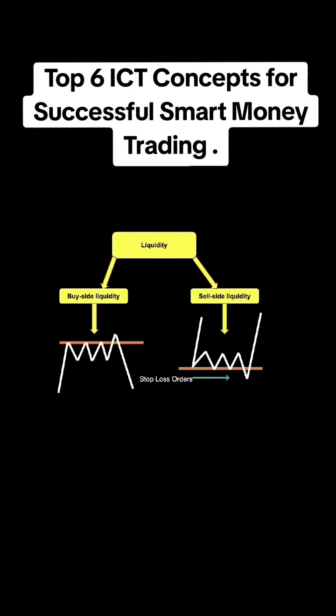Market makers aim to exploit this by pushing the market to these lows, triggering the sell stops, and converting them into market orders. Once this liquidity is grabbed, market makers often reverse the price direction to profit from retail traders.